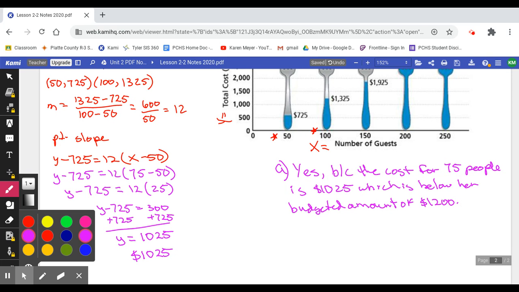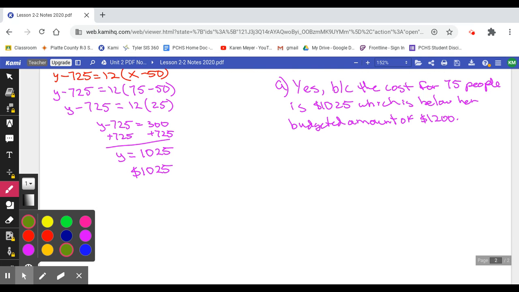Okay, part B says, what is the y-intercept? We don't know the y-intercept right now. Please don't call $1,025 the y-intercept. That's just the cost for 75 people. We don't know how much the cost is for the y-intercept yet. So let's go back to our point-slope formula: y minus 725 equals 12 parentheses x minus 50. To figure out the y-intercept, you need to rewrite this in slope-intercept form. So let's distribute.